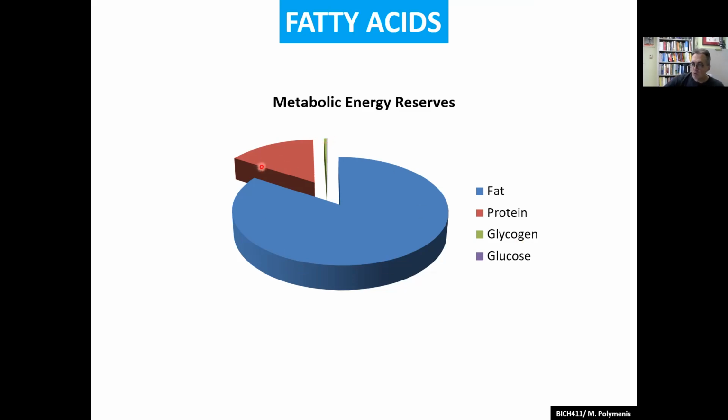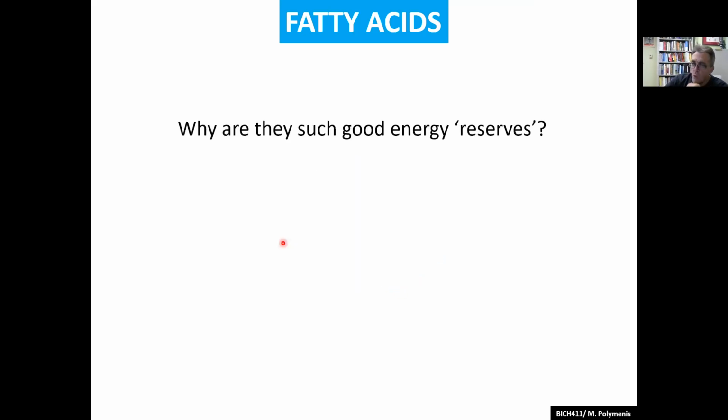This red part is actually protein in the muscle. So if we need it, we will break down our own protein and get amino acids. But the vast majority of our energy reserves is really stored in fat, shown here in this giant part of the whole pie. So why fat and not store our energy reserves in proteins or sugars?